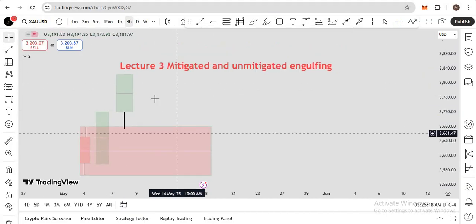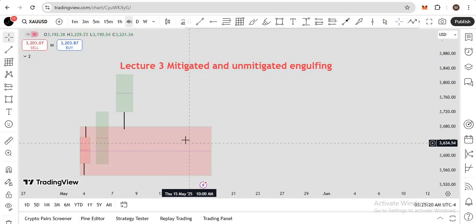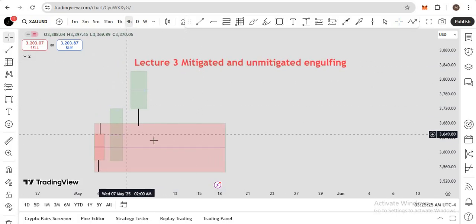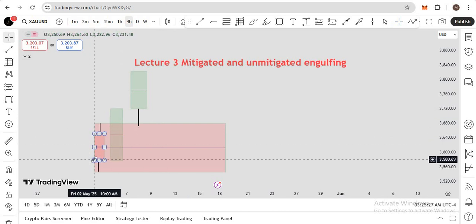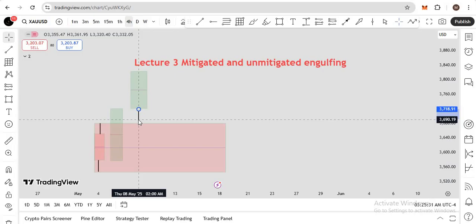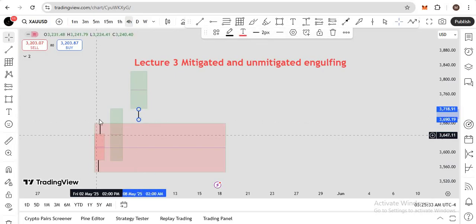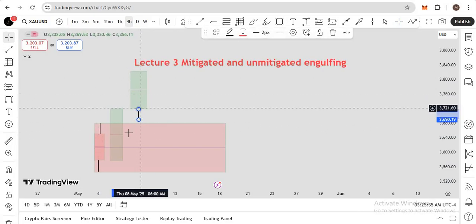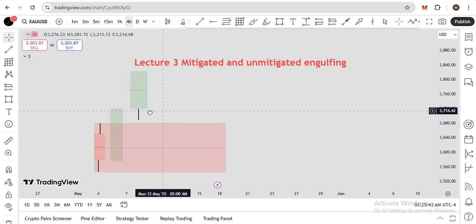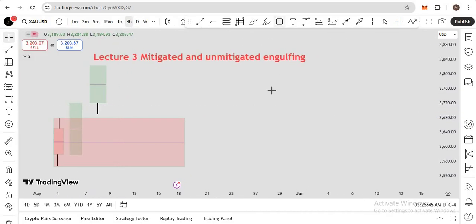When the market comes back, I will explain that in the next video, but the probability of this area will be a little bit less. So the highest-accuracy engulfing area is where no candle or wick touches the area, from the top to the bottom. It should not touch.